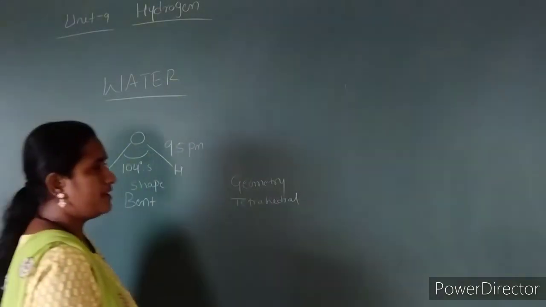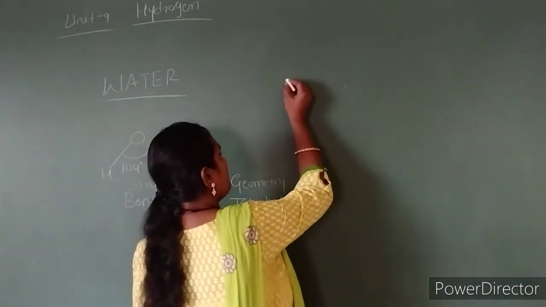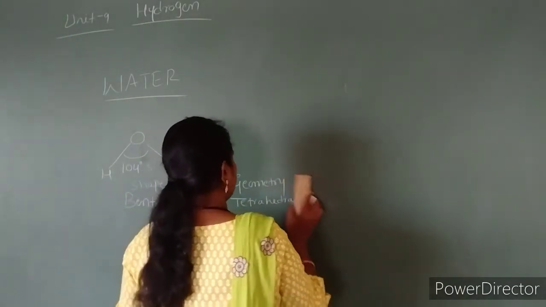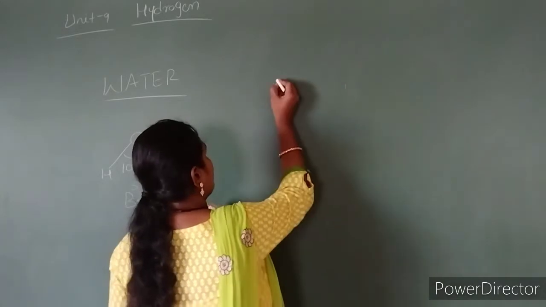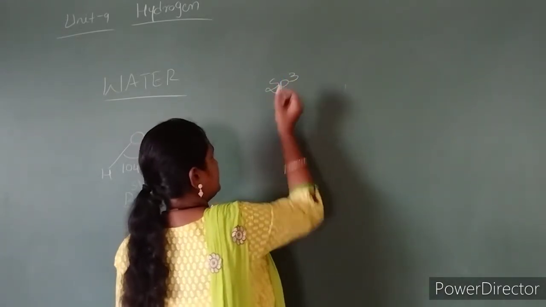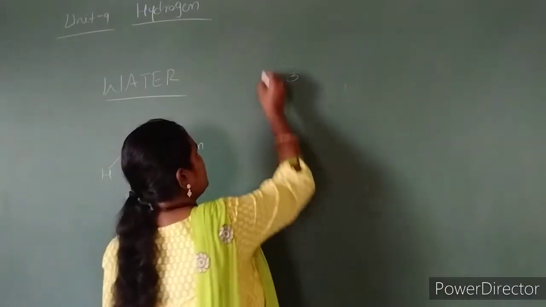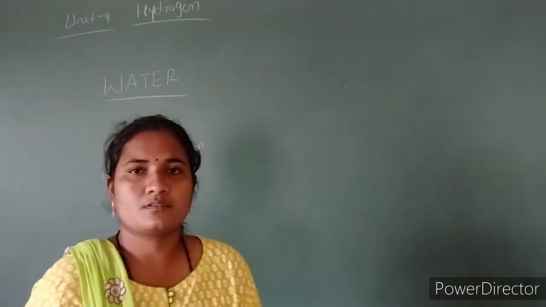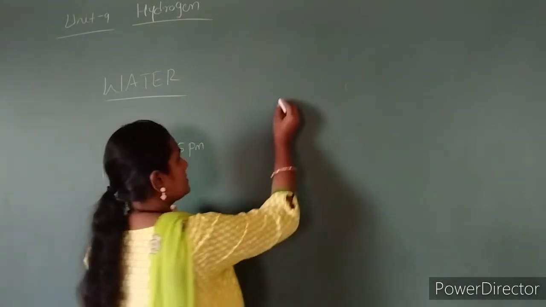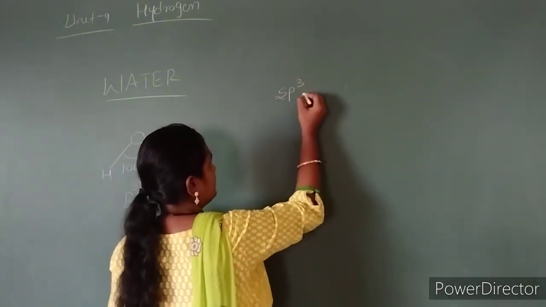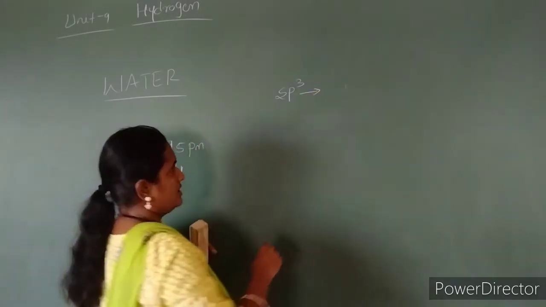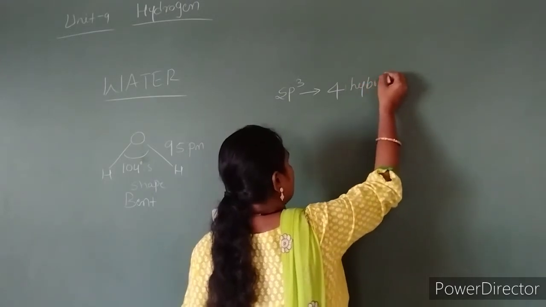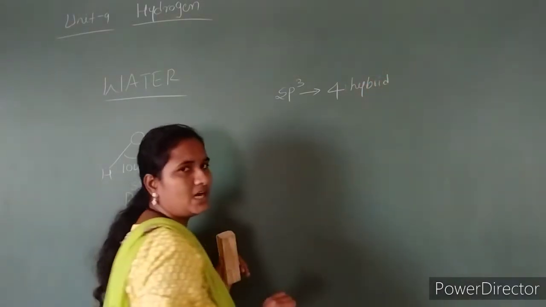If we see the hybridized structure of the water molecule, water has sp3 hybridization, H2O, where the central atom is oxygen. As a result of sp3 hybridization, it generates 4 identical hybrid orbitals, that is, 4 identical sp3 hybrid orbitals.